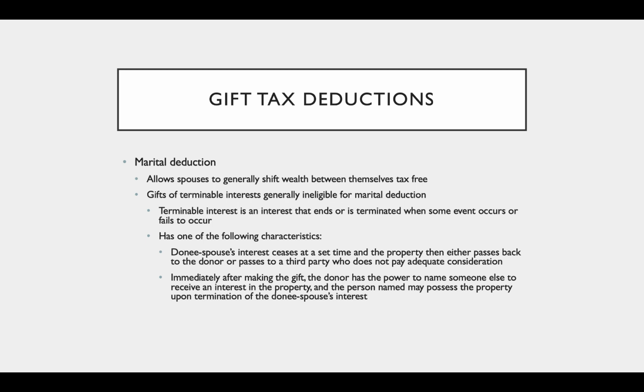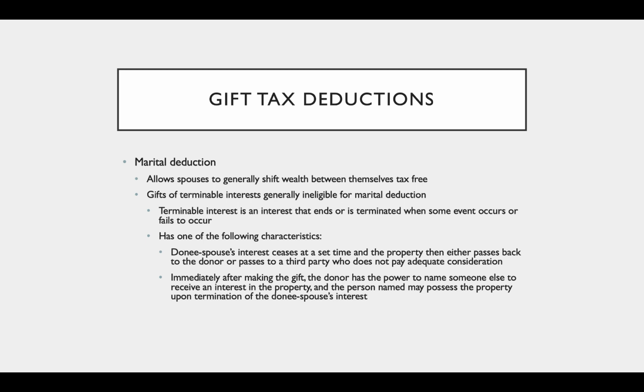Gifts of terminable interest, though, are generally ineligible for a marital deduction. A terminable interest is an interest that ends or is terminated when some event occurs or fails to occur. It has one of the following characteristics. The donee spouse's interest is going to cease at a set time, and the property is going to pass back to the donor or to a third party who does not pay adequate consideration. Or immediately after making the gift, the donor has the power to name someone else to receive an interest in the property, and the person named may possess the property upon termination of the donee spouse's interest.